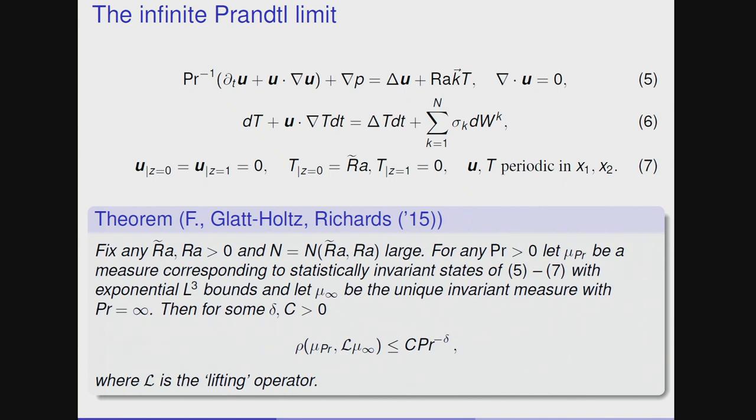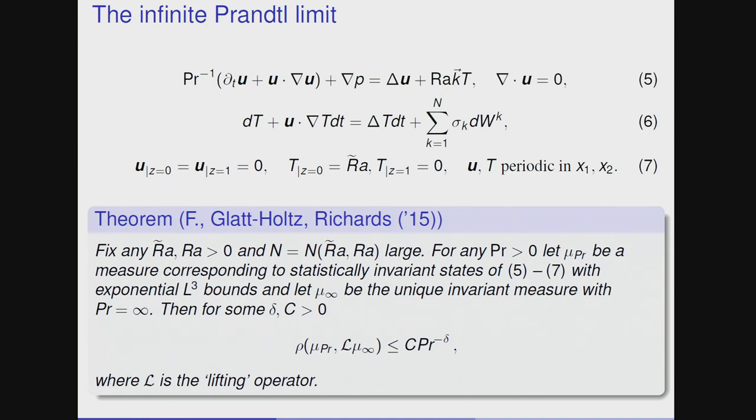If we try to calculate the distance between the invariant measure for finite Prandtl number and the one for infinite Prandtl number, we can actually prove that they converge to each other. Technically, we don't know that the measure is unique because it's a 3D problem and the problem is hard. Nevertheless, if the Prandtl number is getting larger and larger, then all the invariant measures, no matter if it's unique or not, are going to converge to this unique invariant measure at the end.